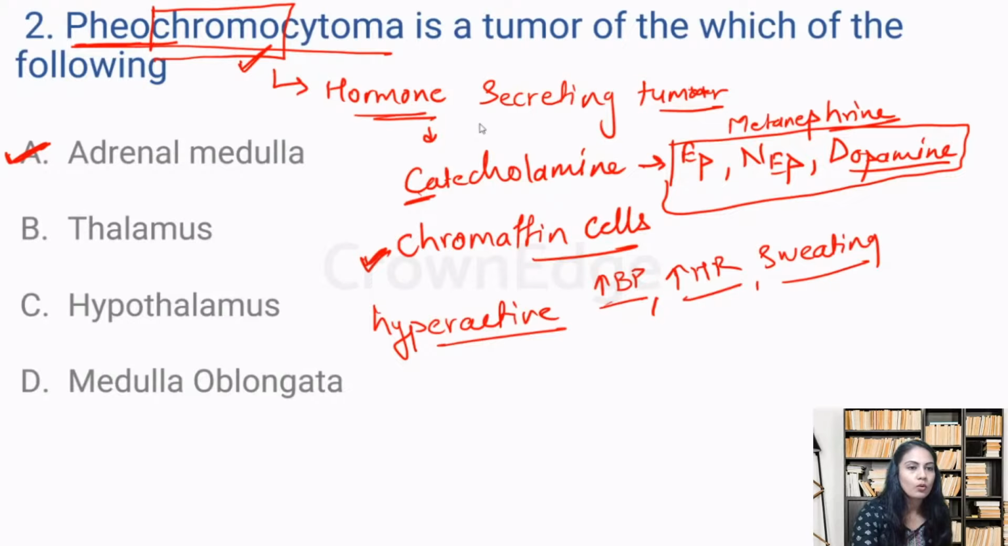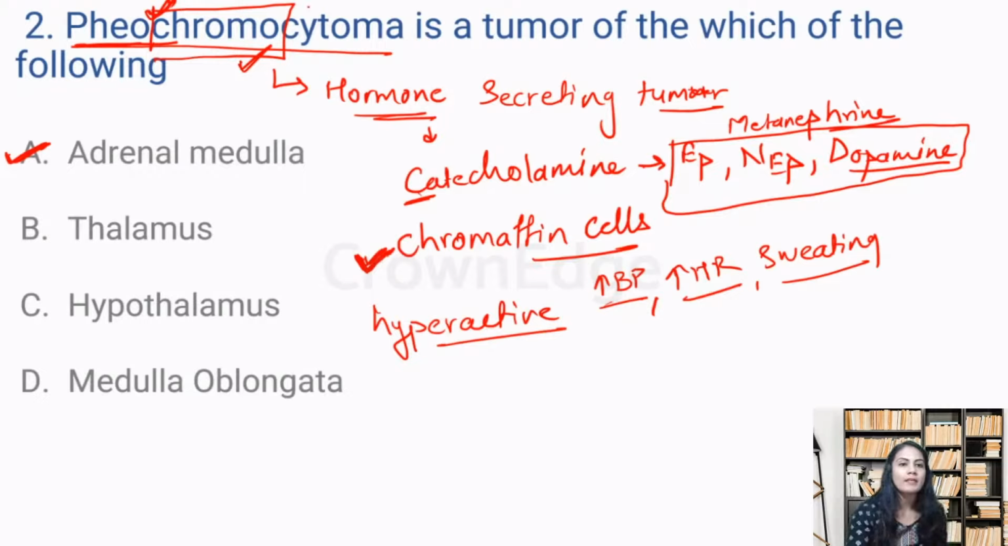Okay, so that is all about this question. Now, pheochromocytoma, how to remember? Just remember chromo. Chromo means color. Why? Because these chromaffin cells look very colorful on the histology. So that's why just remember chromo.